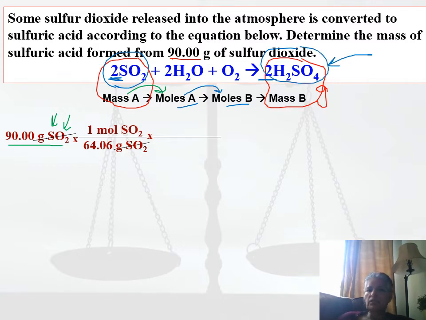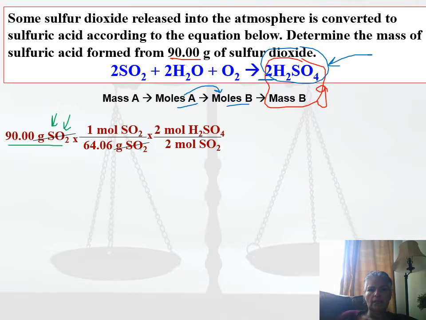Right? So that's what we're going to use for our conversion factor. We're going to put the sulfur dioxide on the bottom so that they will cancel out, and the sulfuric acid on the top. So that's what your conversion factor should look like. Take a look at that. Take a look at what you did, and I'll erase some of this.